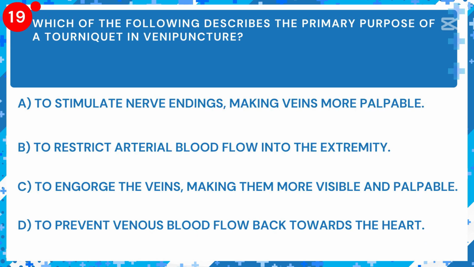Question 19. Which of the following describes the primary purpose of a tourniquet in venipuncture? A. To stimulate nerve endings, making veins more palpable. B. To restrict arterial blood flow into the extremity. C. To engorge the veins, making them more visible and palpable. D. To prevent venous blood flow back towards the heart.